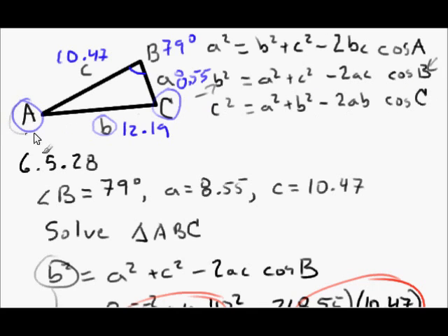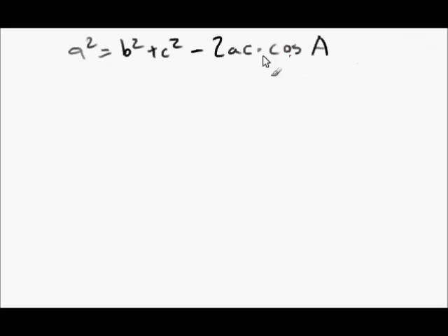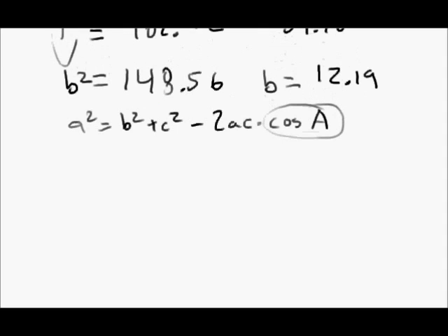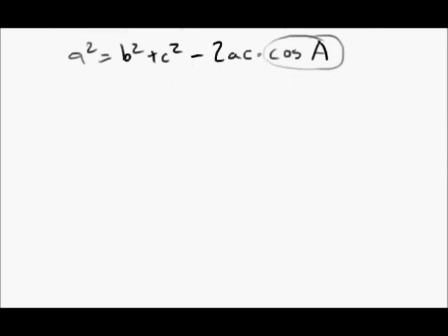So let's find angle A first. We're going to have to set up that version of the law of cosines. We're going to have a squared is equal to b squared plus c squared minus 2 times b times c times the cosine of angle A. And it's the cosine of angle A that we're going to be looking for. That's what we want to solve for. Now, we'll go ahead and remember 12.19 for B, and we'll put in the values that we had.